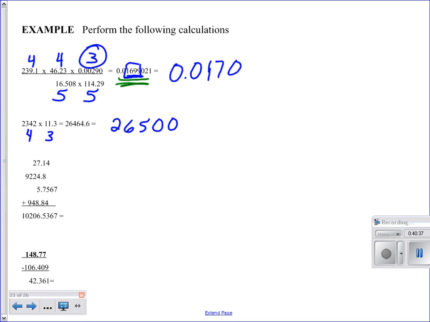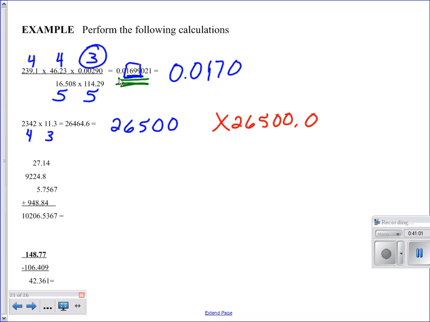26500. Now notice that is the right answer. It is not okay to say 26500.0 because now with that decimal point present, that's saying that we actually have 6 significant figures instead of 3. So keep those things in mind.